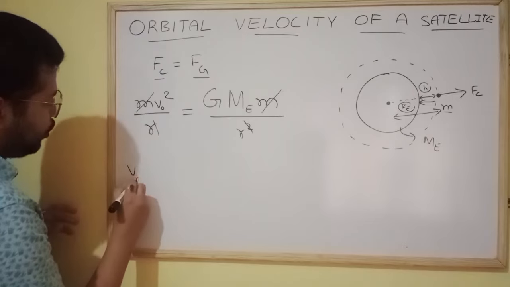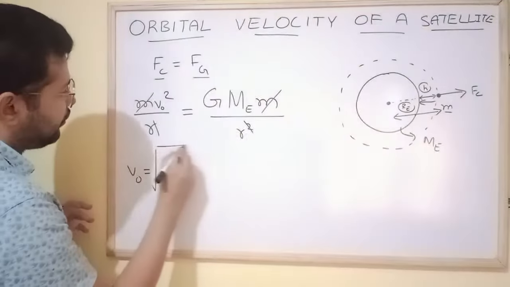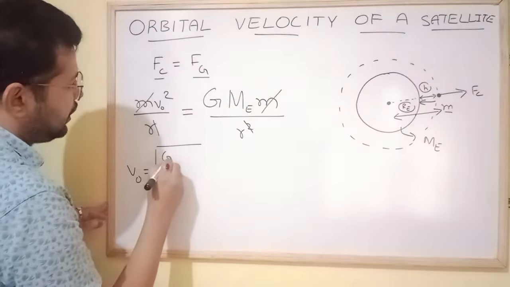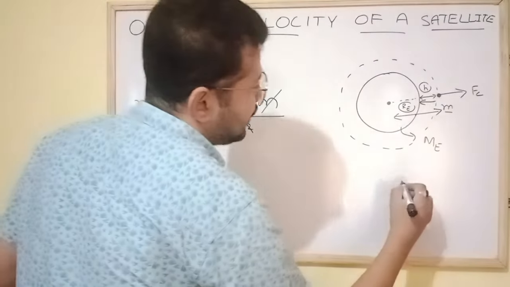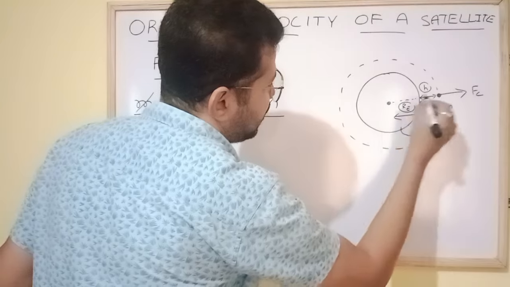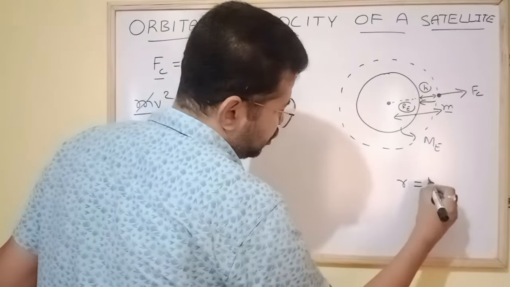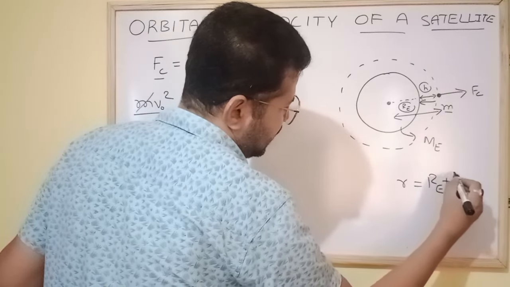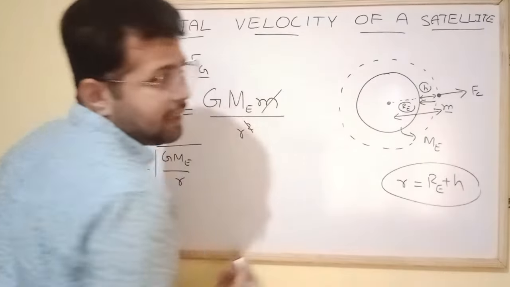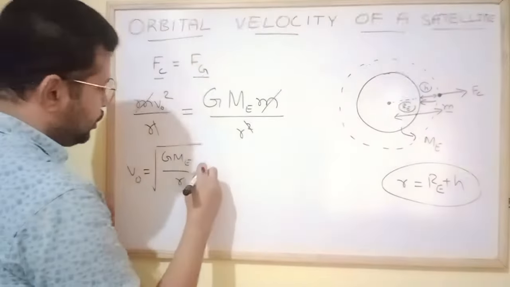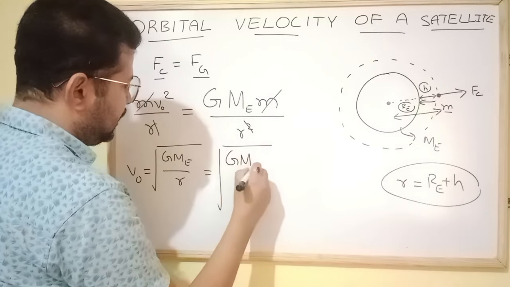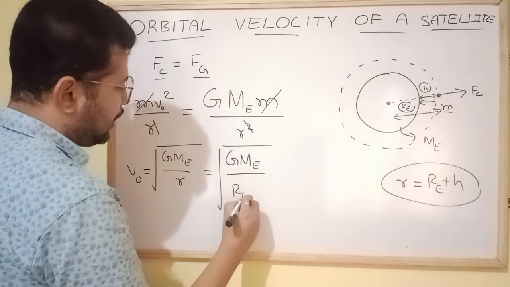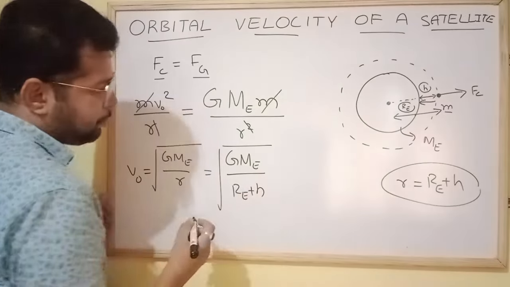So what happens? Orbital speed vo is equal to square root of GMe divided by r. But we know that here r, the distance between the earth and the satellite, is also equal to Re plus h, radius of earth plus height of the satellite. Therefore this can be written as square root of GMe divided by Re plus h.